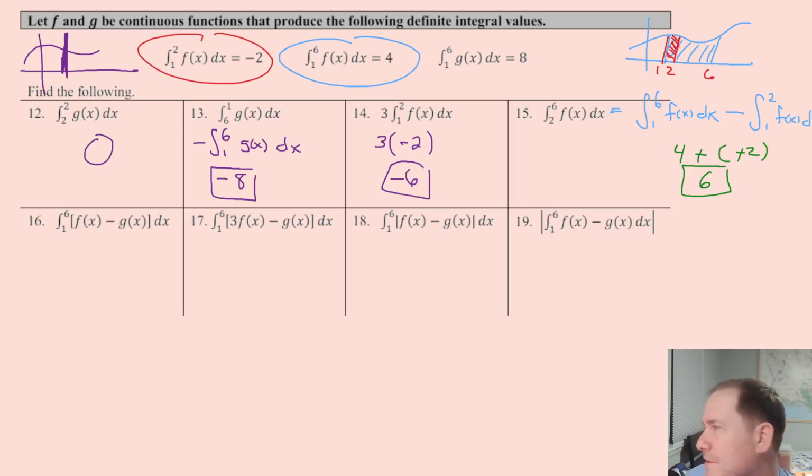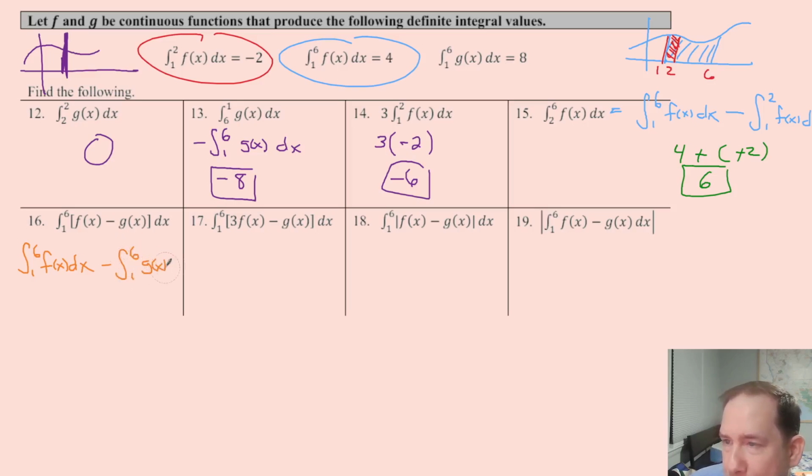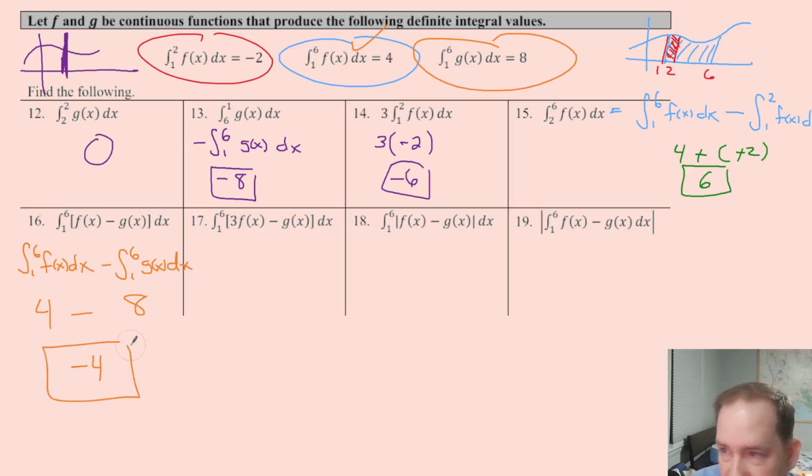All right, for the next one, we know that this just wants to be the integral from 1 to 6 of f. And then you subtract from that the integral from 1 to 6 of g. And 1 to 6 is easy? Yeah, they gave us 1 to 6. So 1 to 6 is 4. And 1 to 6 on g is 8. And 4 minus 8 is -4. That's it. That's your area.